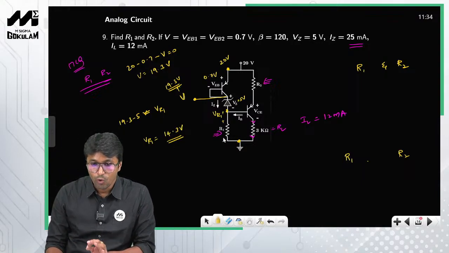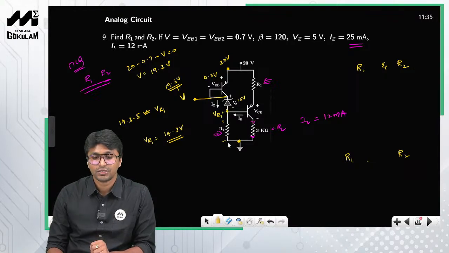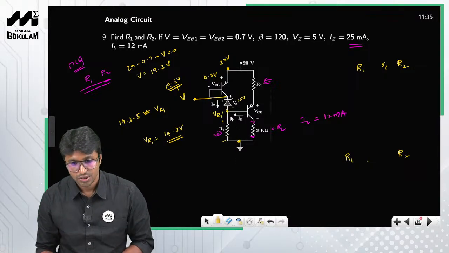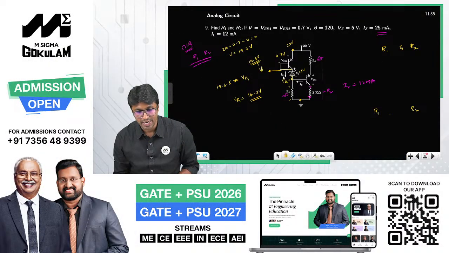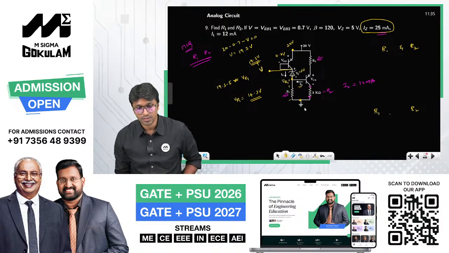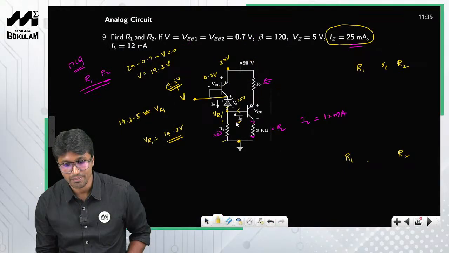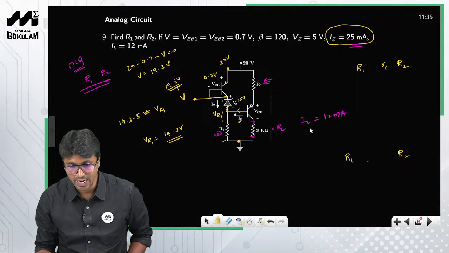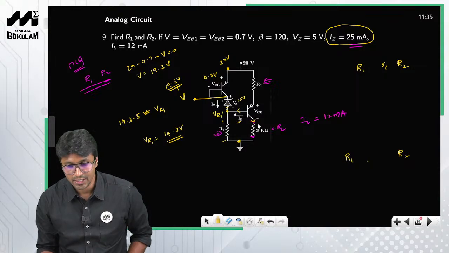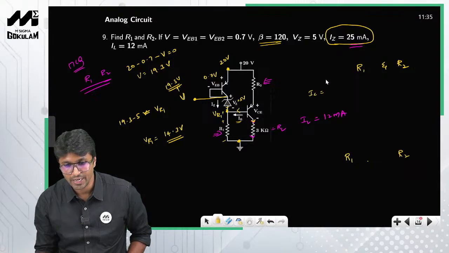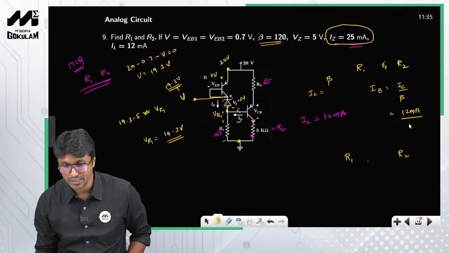So I got the voltage across the resistor. Now I need to get the current through the resistor. How do you find that? The current flowing through this branch, IZ, is given as 25 milliamperes. So what is the current flowing through IB? Can you calculate IB? Yes, because the collector current IL is given to you, which is 12 milliamperes, and the value of beta is also given. So IB is nothing but IC by beta. IC is nothing but IL, which is 12 milliamperes, divided by beta, which is 120. So this is 0.1 milliamperes.